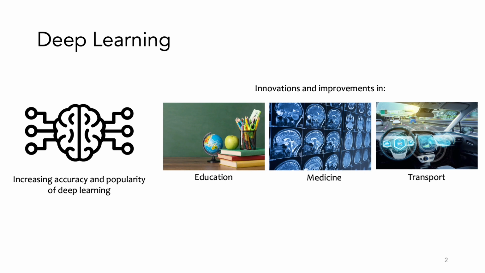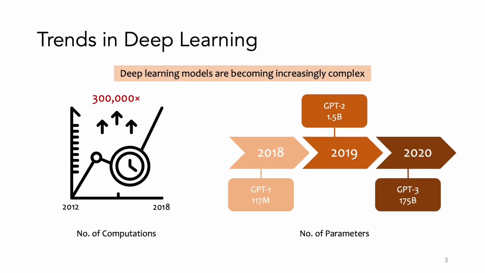As computers become more powerful and as more data become available, deep learning models have become more accurate and more people are studying and using deep learning in both industry and academia. Deep learning has brought about innovations and improvements in many fields such as education, medicine, and transport. To achieve better performance, there has been a trend in deep learning to develop increasingly sophisticated and complex models. In fact, it has been found that the computations required for deep learning research have increased by more than 300,000 times from 2012 to 2018.